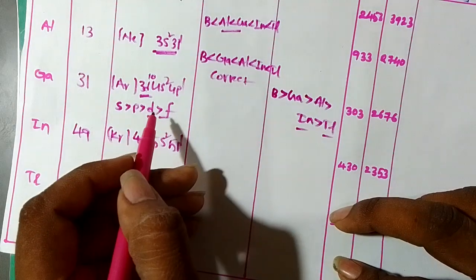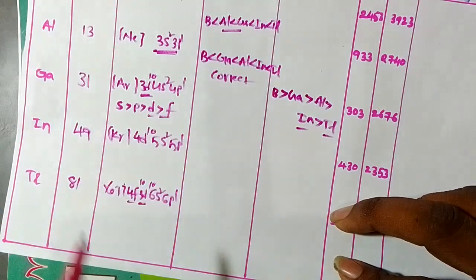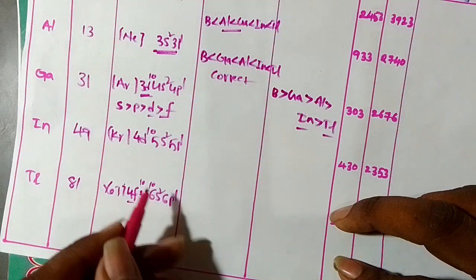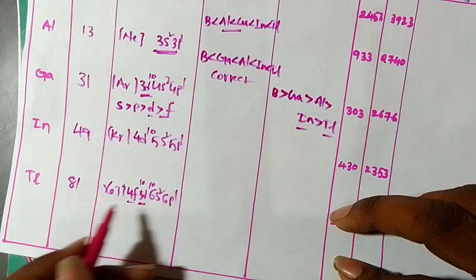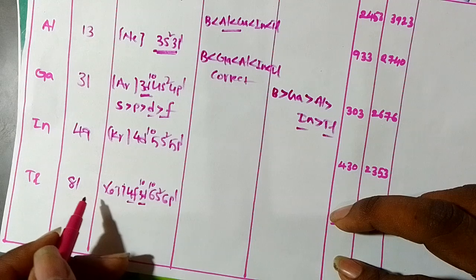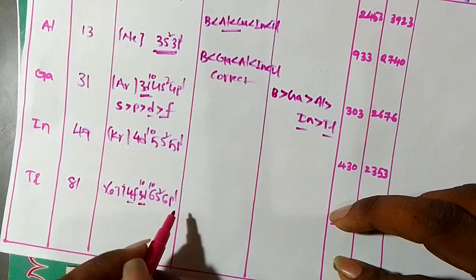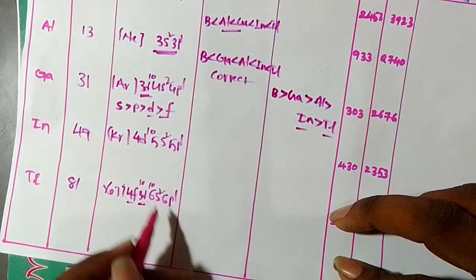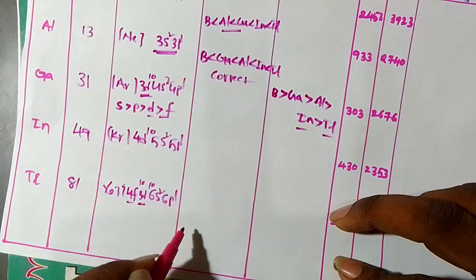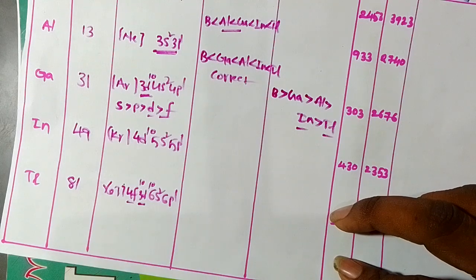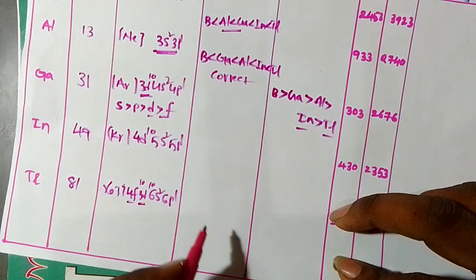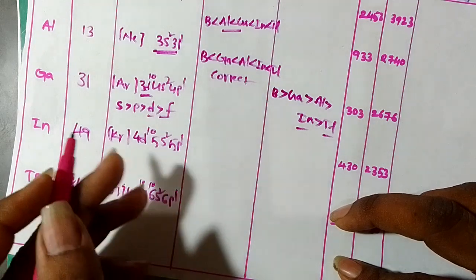Already you know that d and f orbitals are poor shielding orbitals. Due to poor shielding, the nucleus of thallium can attract valence electrons with more force. So that's why, to remove valence electrons, it takes a high amount of energy, that is ionization energy. So ionization energy is more for thallium compared to indium.